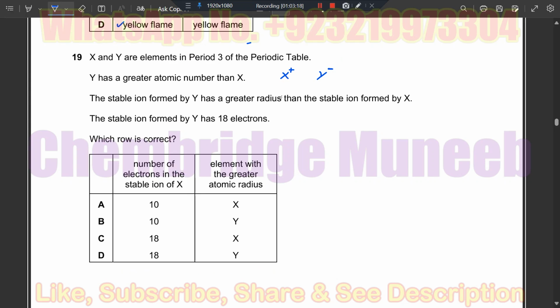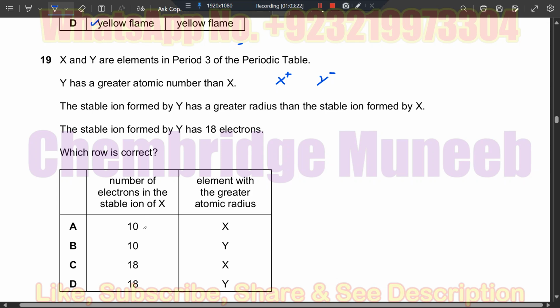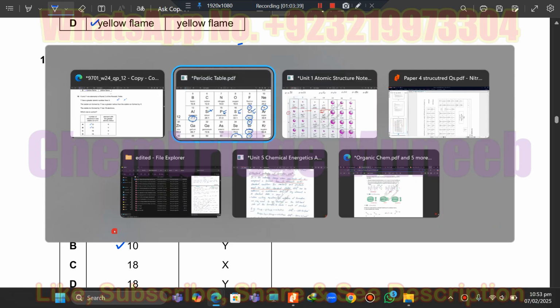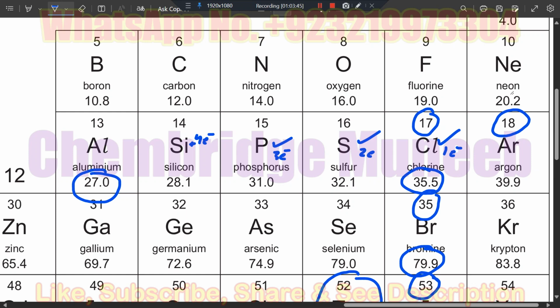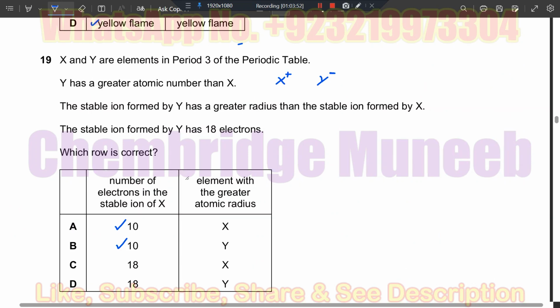If we have checked that X is a cation, then it would not have 18 electrons, since it is a cation and it is losing its outermost shell. So the correct option will be 10, since it has lost its outermost shell, which previously had 8 electrons. So it would now have 10 electrons, and it would follow the electronic configuration of the previous noble gas, which is neon.